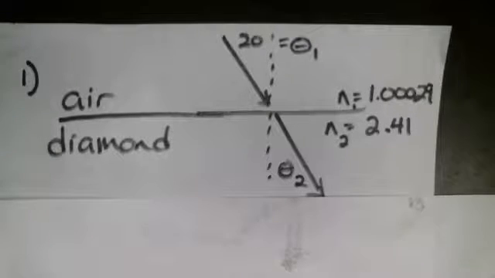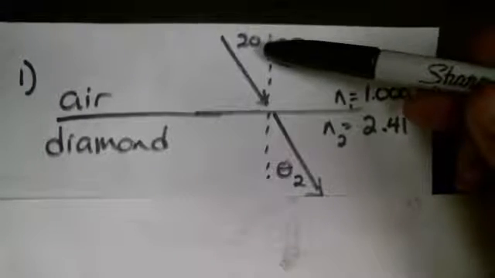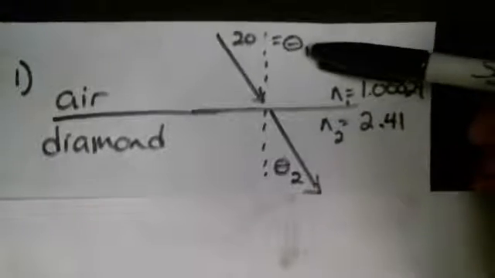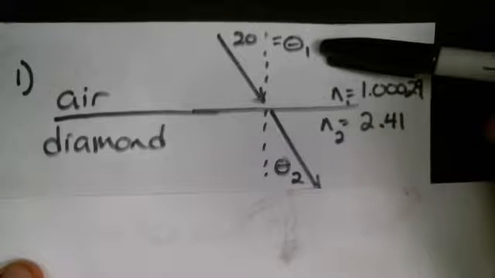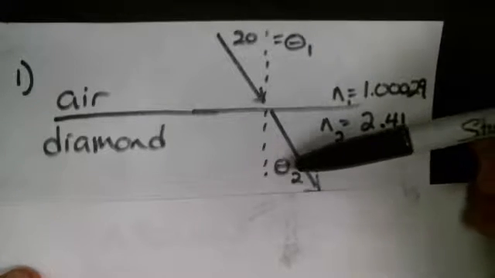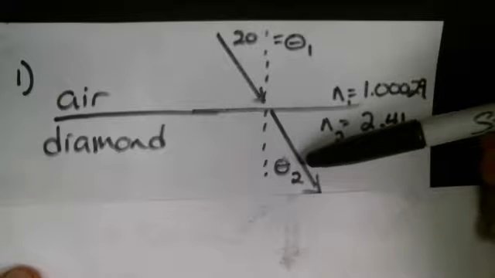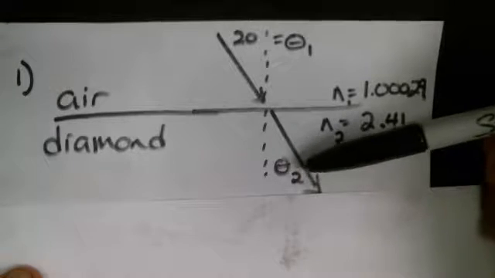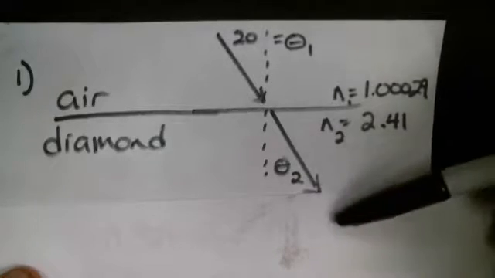Question number 1, we have a ray of light coming from air going into diamond, and the angle of incidence is given to us as 20 degrees, so that's theta sub 1 or theta sub i. And we want to find out the angle of refraction. That's theta sub 2, or it might be theta sub r in some places.